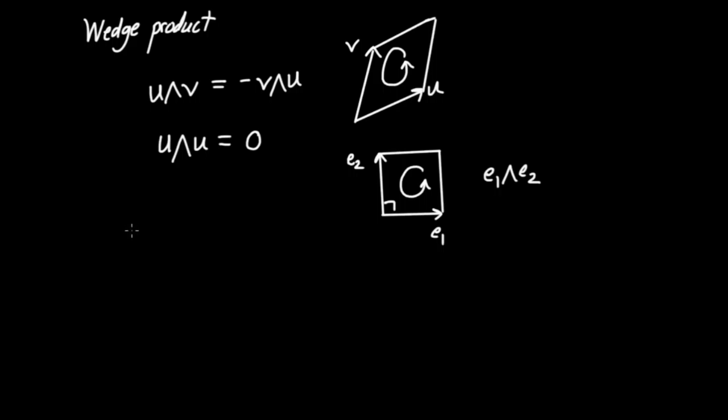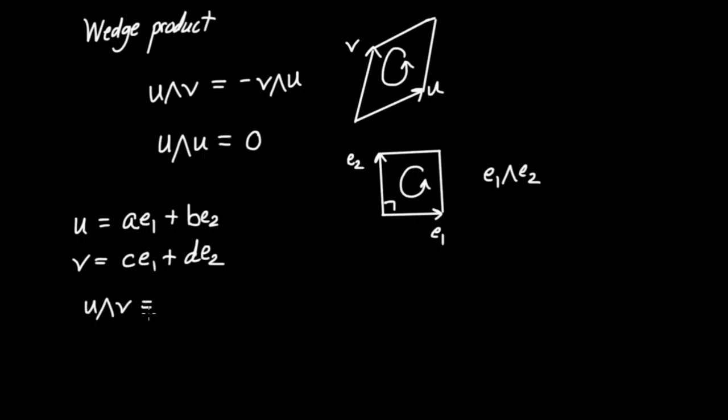Let me also give you a quick computational example so that you see the wedge product in action. Let's say I have some vector u, which is going to be written as a linear combination of e1 and e2. So it's some scalar multiple, let's say a times e1, plus another scalar multiple, let's say b times e2. So that's going to be the definition of u. And v is going to be c times e1, c is also a scalar, plus yet another scalar, d times e2. And we're going to wedge u with v. So let me write that out. a times e1 plus b times e2, wedged with c e1 plus d e2.